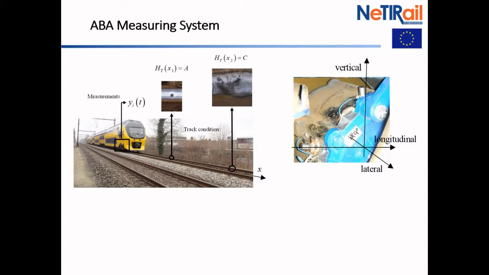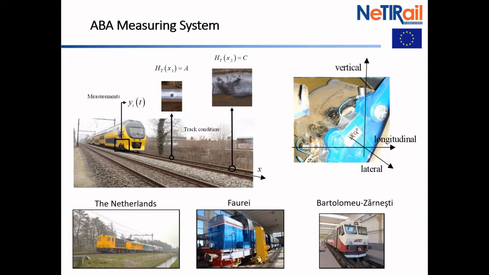So what is this innovation about? We install accelerometers in the axle block of the train so that whenever a wheel is passing over a defect, the vibration will be detected, and then we can find small defects, like the one you see in the picture over there, squats, or also bigger defects. So far, we have tested this technology before in the Netherlands with our CTO train, and then we installed it in Faur and in Bartolomeu Sarnesti in the NeTIRail project.